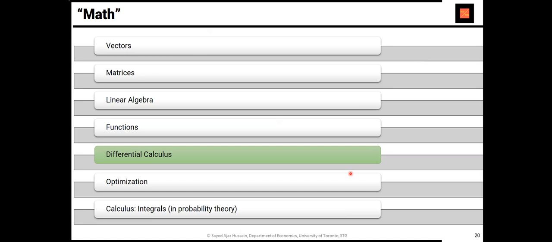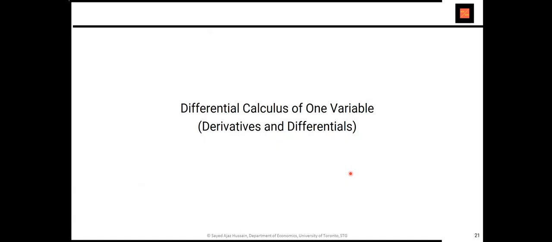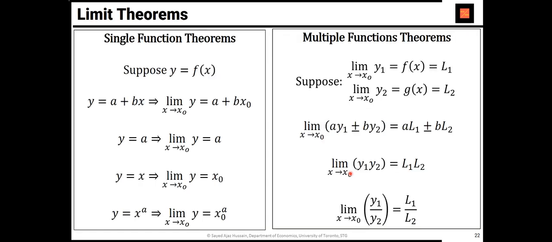Let's do differential calculus. I'll start with one variable, and I'll make the distinction between derivatives and differentials. First, some limit theorems. Again, reminding you from undergrad, if you have a function of y in terms of x, if x is shooting off to x0, then the limit of y would be a plus bx0. If y is always equal to a constant, even though x is going off to a constant, y is going to remain a constant.